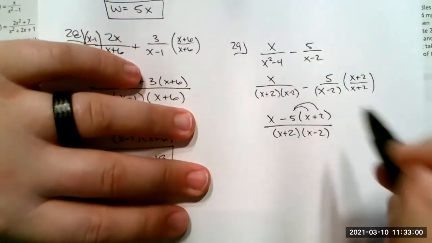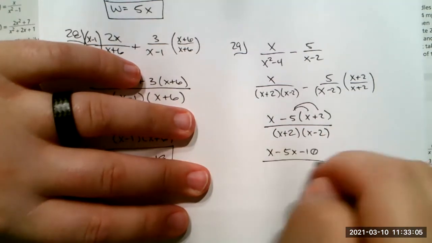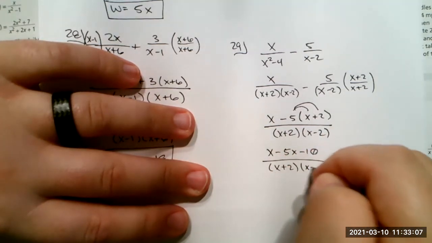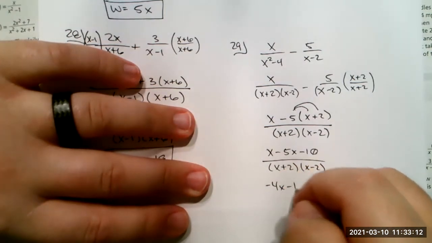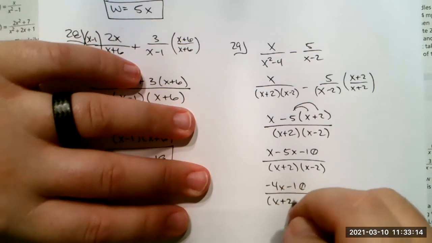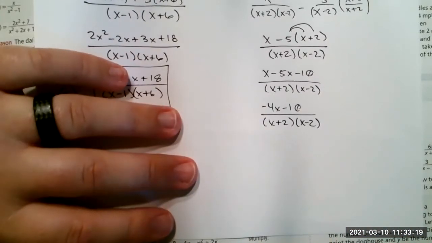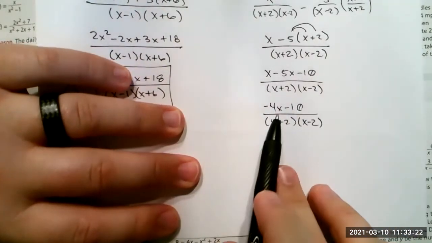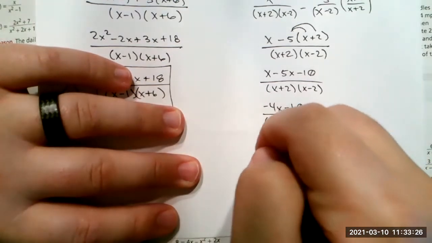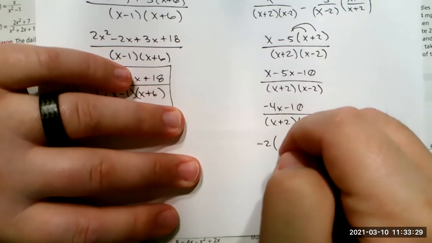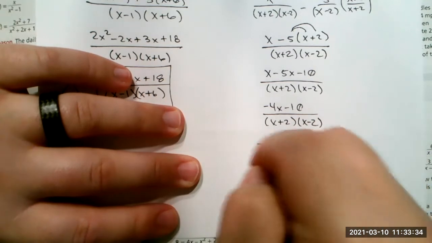So I'm going to distribute the -5. It'll be x minus 5x minus 10. X minus 5x, that's going to be -4x. And of course, if you're doing this work, you don't have to show every single step like I'm doing. Now I'll take that GCF. I always want that leading coefficient to be positive. So I think in this case, I'm going to take out a -2. So that'll leave me with 2x plus 5.